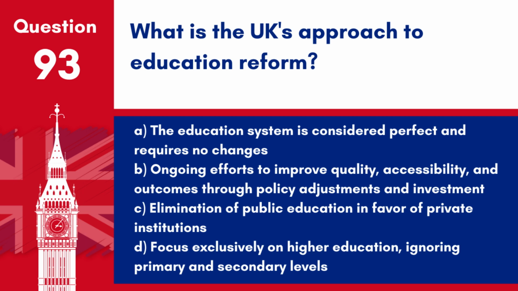A. The education system is considered perfect and requires no changes. B. Ongoing efforts to improve quality, accessibility, and outcomes through policy adjustments and investment. C. Elimination of public education in favour of private institutions. D. Focus exclusively on higher education, ignoring primary and secondary levels.